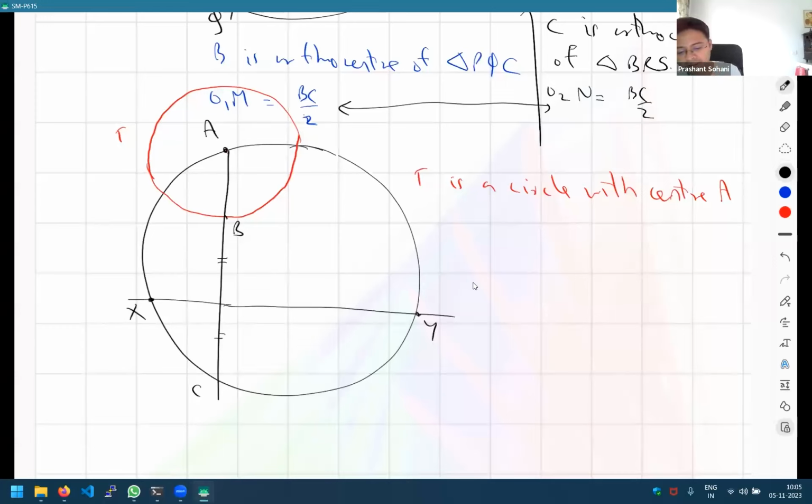Now this line will vary. The red circle and this point are fixed, but this line BC will keep changing. In fact, let me call it B1, C1, just to indicate that this is a special position. I can keep varying this line. For example, somebody could take a different line over here, B2, C2, and draw the perpendicular bisector of that, and you'll get a different X2, Y2.